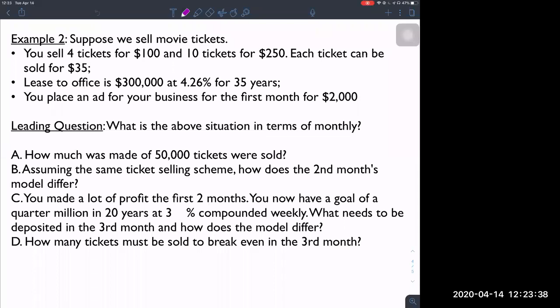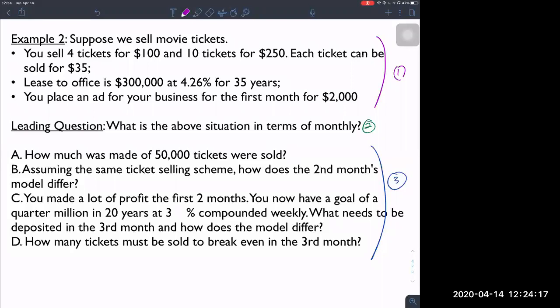Now, if you didn't notice already, this is for the first bullet, by the way. And again, for anyone that needs it, remember there are 3 parts. There's what we're doing first right now, which we're going to do a little bit quicker. Then we're going to find the model. And then we're going to answer these 4 questions about the model after, okay? As I was saying, if you read this first bullet, you'll notice that it says you sell 4 tickets for $100 and you sell 10 tickets for $250. Each ticket can be sold for $35.